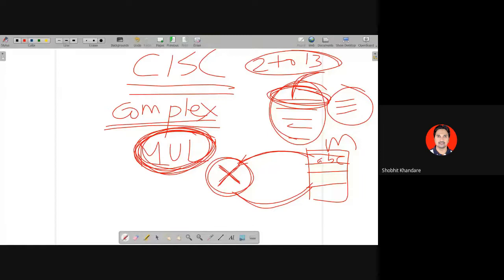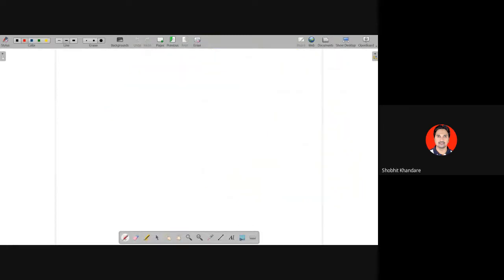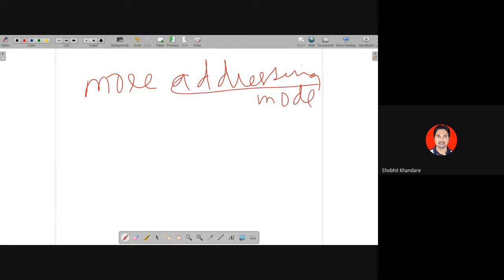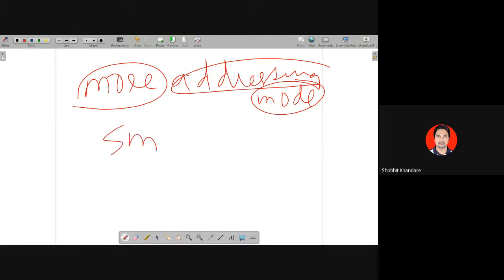Next feature. Here addressing modes are more. Addressing modes are more. We will see what an addressing mode is. Just for the time being, RISC has fewer and CISC has more. Okay. The next would be you have a small program size.